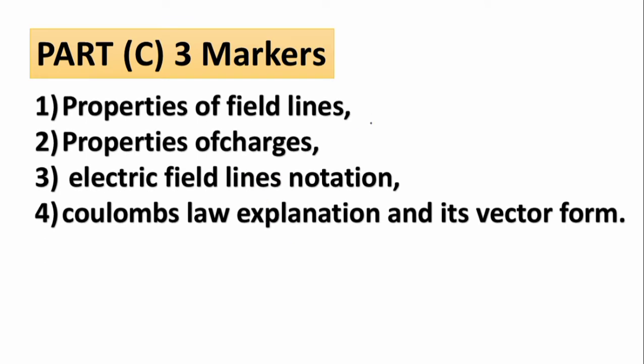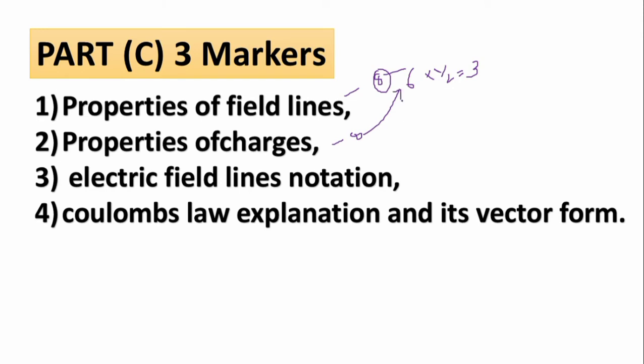So next we'll go for 3 marks. See, in physics, 3 marks and 2 marks most probably will be the same. Take the properties of field lines. I would suggest you learn some 8 points so that you can write 6 points, where each point carries half marks. So total 6 into half is 3. Similarly for this also, learn 8 points and write 6 points.